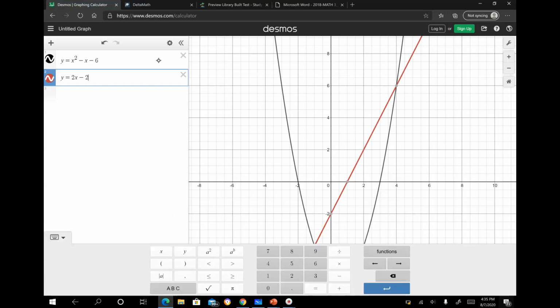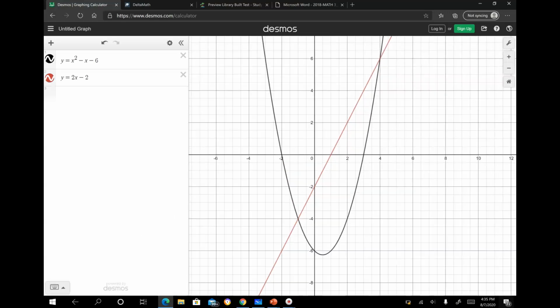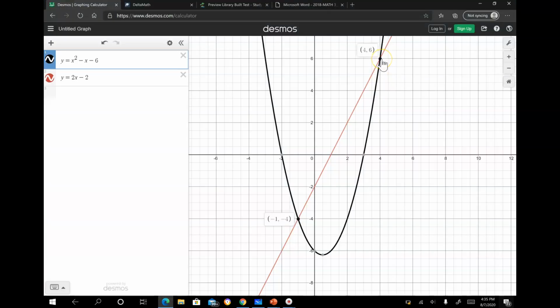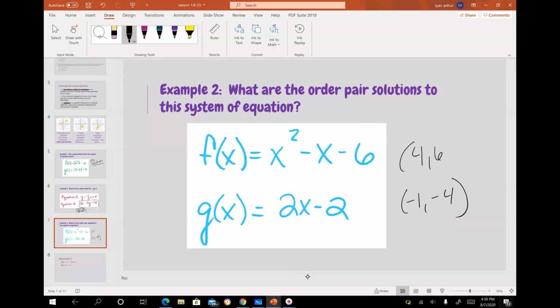Okay. All right. So where do these two intersect? You can move your graph around. And they intersect twice. For each one, just click on it, and you want that gray dot. Where they intersect, not where they cross the x-axis. Where do they intersect? Well, they first intersect at -1, -4. So one answer will be -1, -4. And then the other answer is going to be 4, 6. Okay? So those are my two solutions for this system of equations.